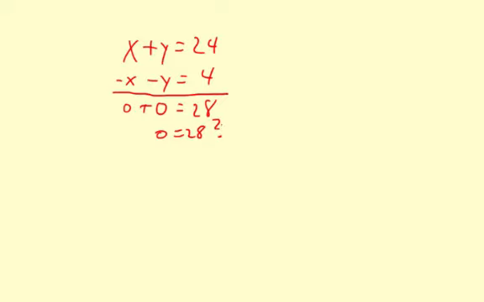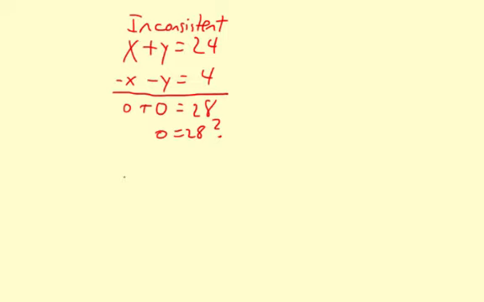So what happens here? Well, that means there is no solution. There's no number that you can put in here because 0 does not equal 28. That type of system is called inconsistent. So that's one special type of equations.